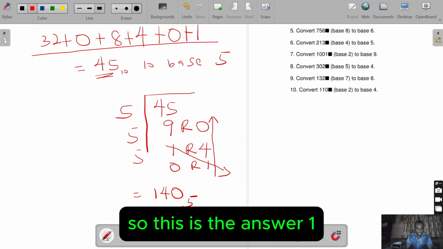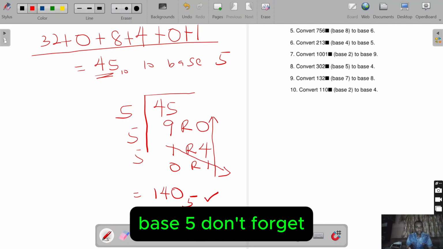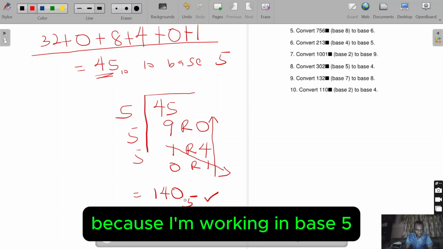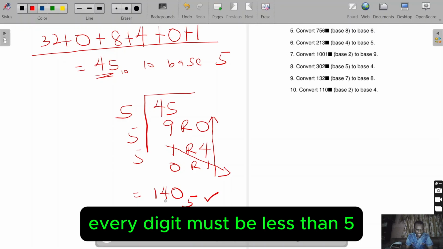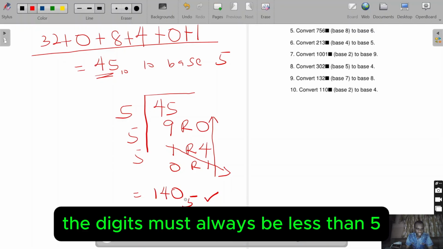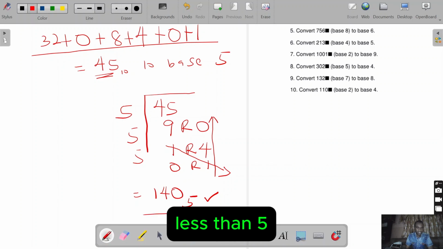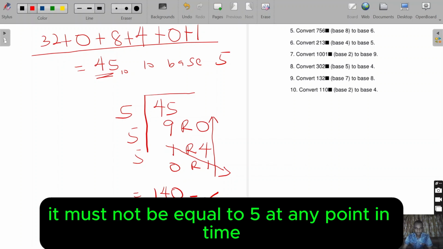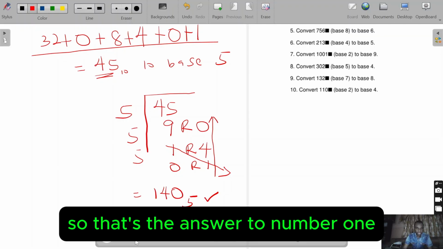140 base 5. So this is the answer. Don't forget, because I'm working in base 5, every digit must be less than 5. I cannot have a 5 when I'm working in base 5. The digits must always be less than 5. It must not be equal to 5 at any point in time. So that's the answer to number 1.